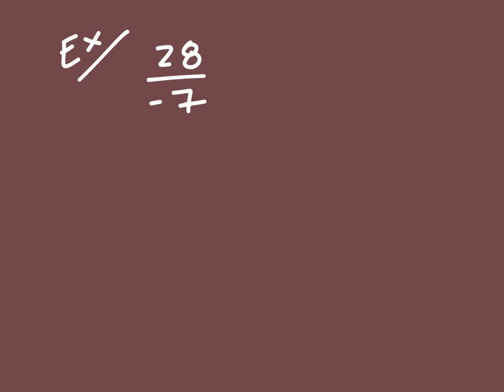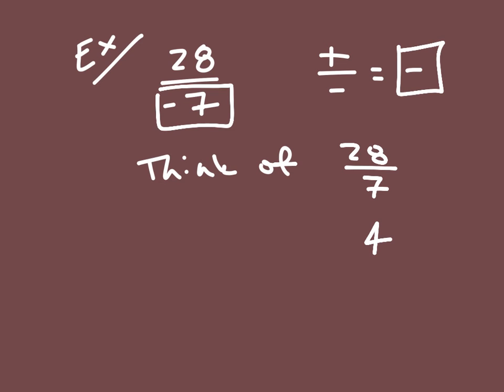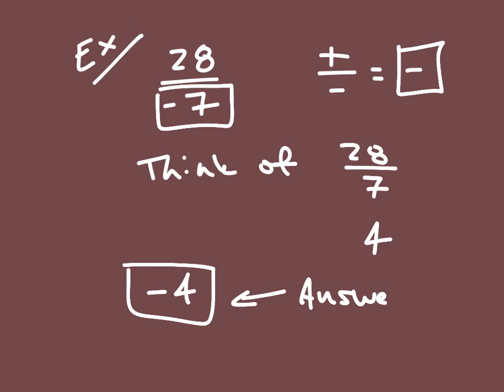If we switch over to division, I've got 28 divided by -7. If I take a positive divided by a negative, that's going to give me a negative. So I want to just think of, what's 28 divided by 7? That's going to give me 4. But because my answer is supposed to be negative, because I have this -7 down here, my final answer is going to be -4. And that's how I'm thinking of doing these problems.